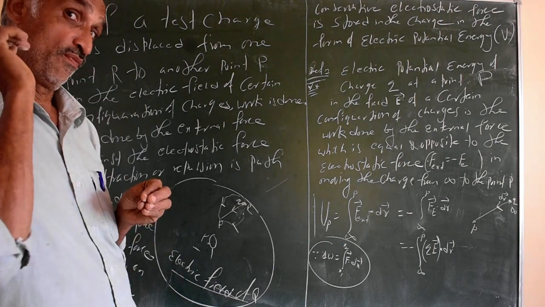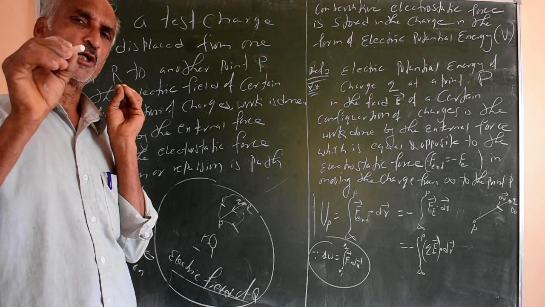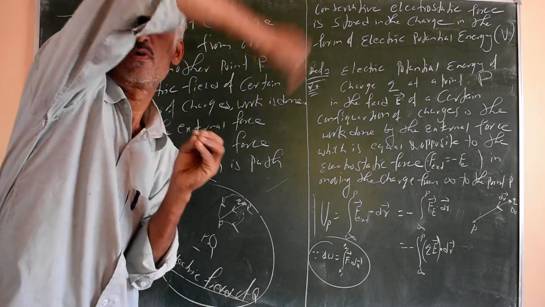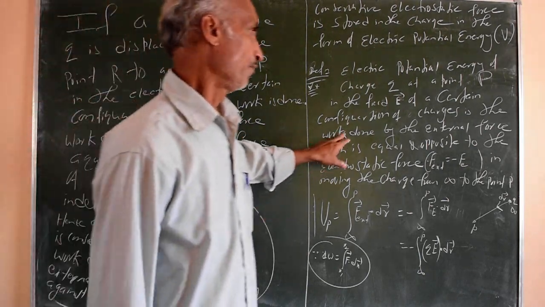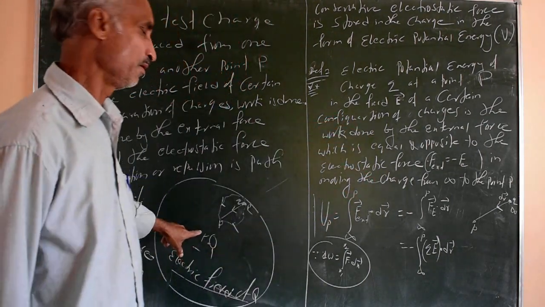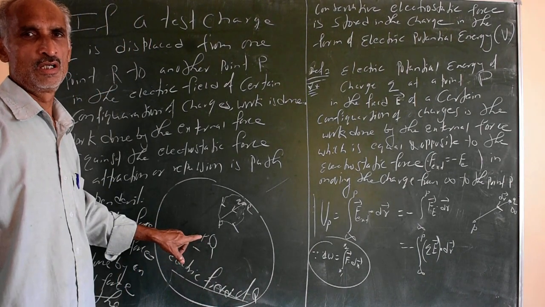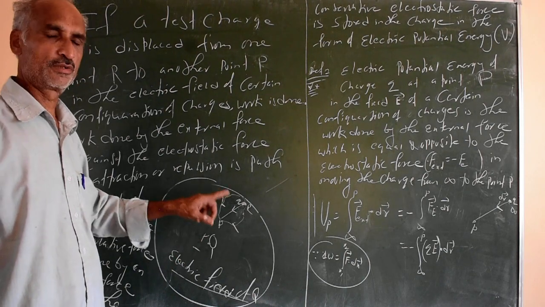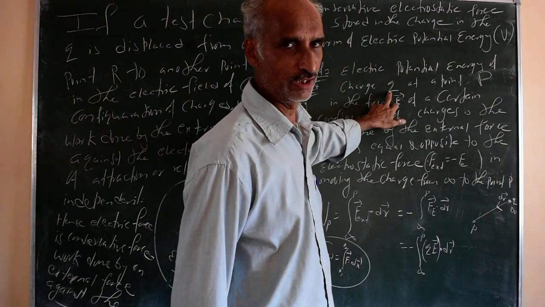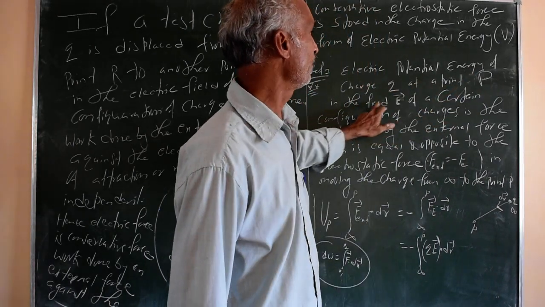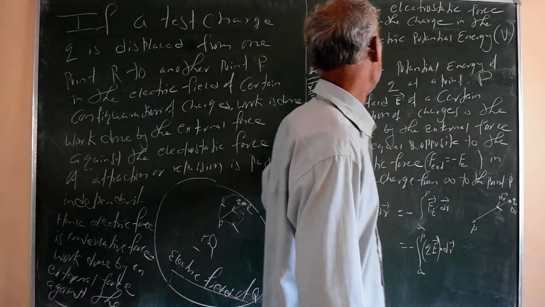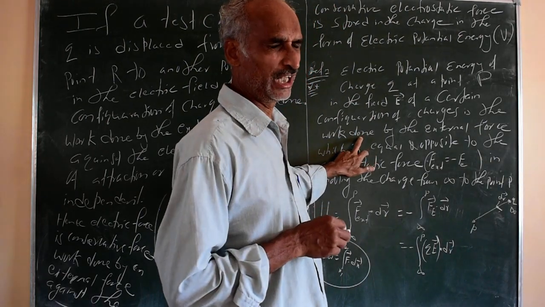Now I am giving the definition of electric potential energy of this charge at the point P, where it is placed in the space, point P being in the field of the configuration of charges, a combination of charges, or even a single charge. But for the discussion, let us take the source charge not as a configuration of charges but as a single charge plus Q.